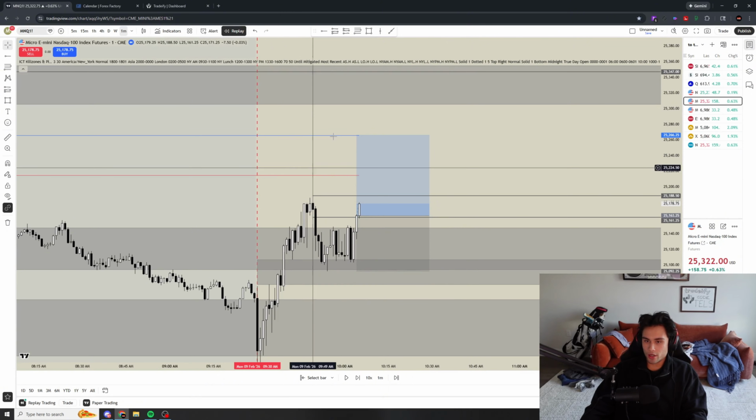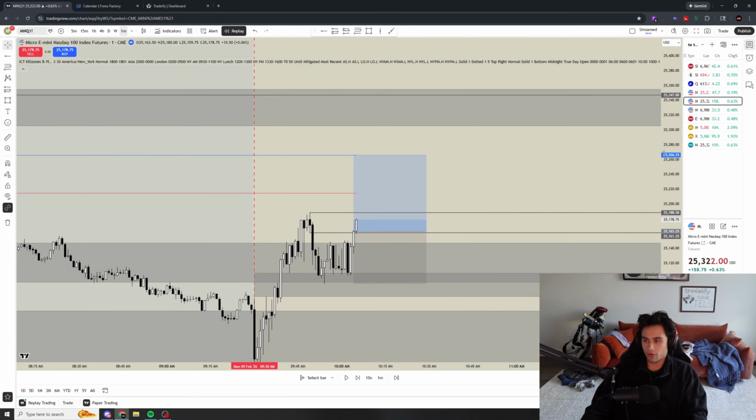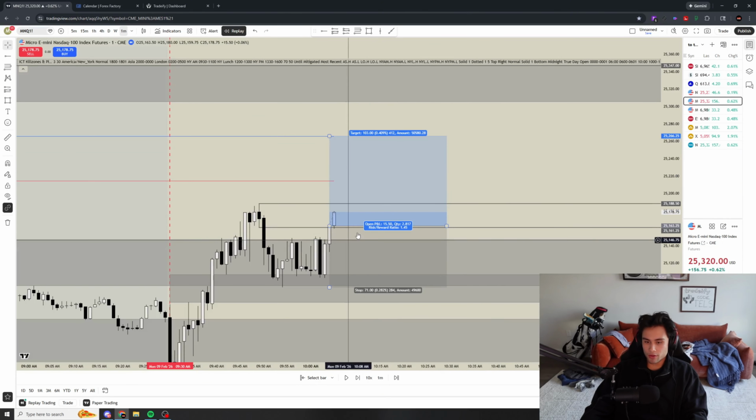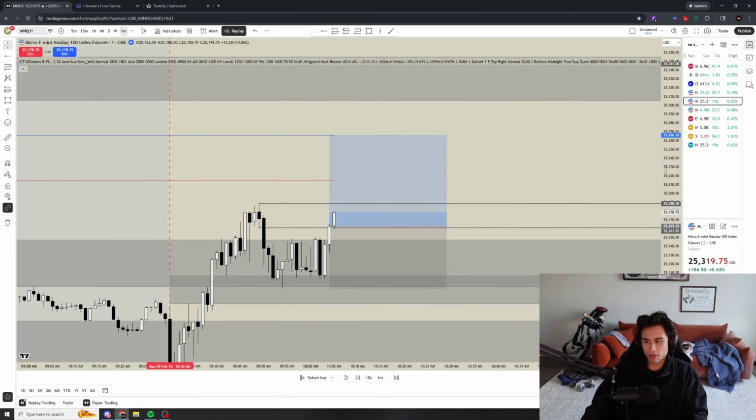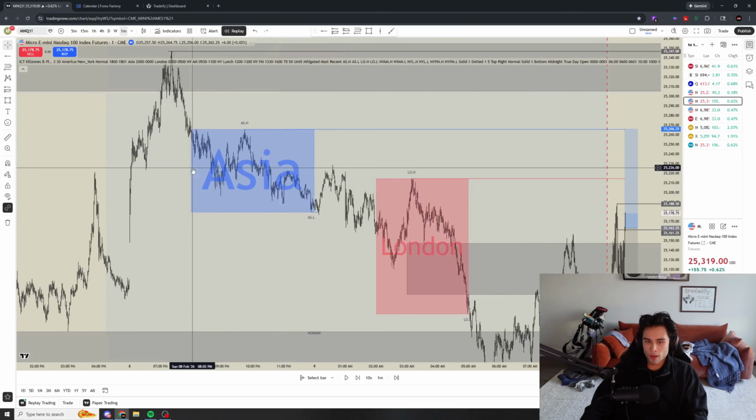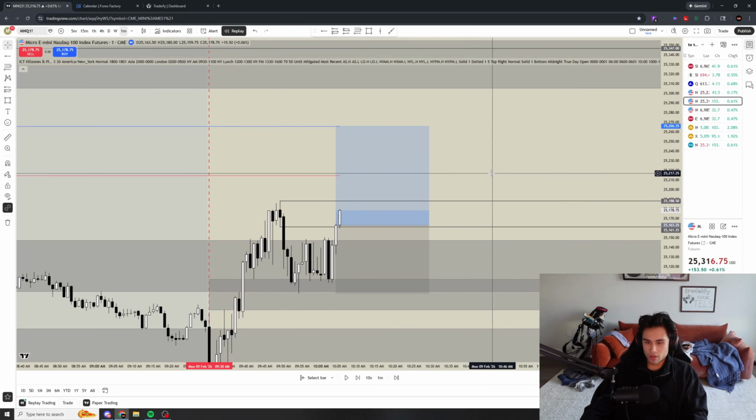We got a 1 minute inversion, and we have obvious opposing liquidity levels that price is going to be drawn to. Boom, we enter right there. Stop loss is there. Put your TP on opposing spot. For me, it was that Asia high, and then we just simply let this thing run.